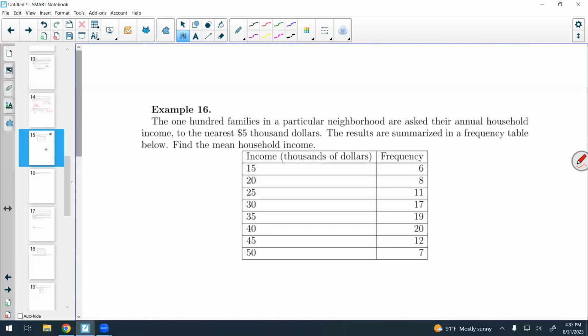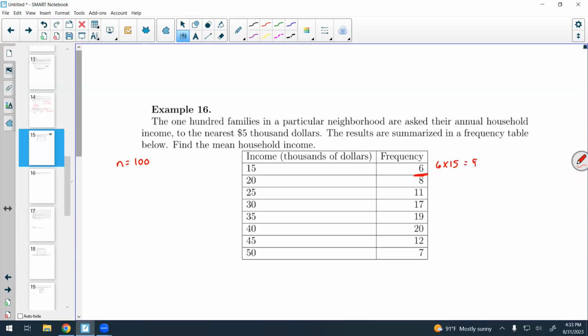So now we get to a frequency table. We have 100 families in a particular neighborhood asked their annual household income to the nearest $5,000. The results are summarized in the frequency table below. Find the mean household income. So we know N is 100. Now, what this frequency is saying is 6 families made 15,000 a year. So to get all of our data, we could write 15 6 times and add it all up, but we can make it easier on ourselves.